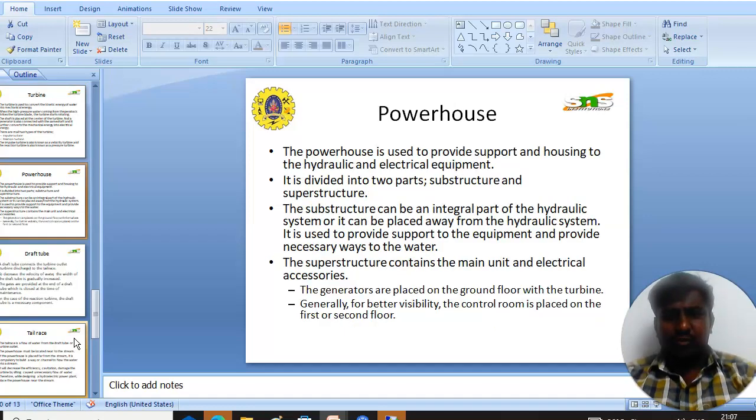The powerhouse is used to provide support and housing to the hydraulic and electrical equipment. It is divided into two parts: substructure and superstructure. The substructure can be an integral part of the hydraulic system, or it can be placed away from the hydraulic system. It is used to provide support to the equipment and provide a necessary waterway. The superstructure contains the main unit and electrical accessories. The generators are placed on the ground floor with the turbine. Generally, for better visibility, the control room is placed on the first or second floor.